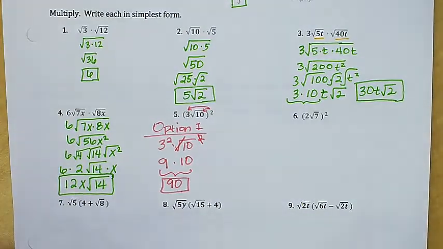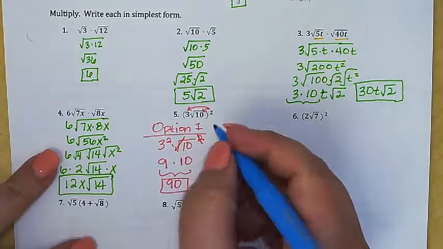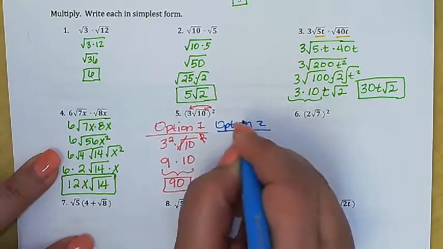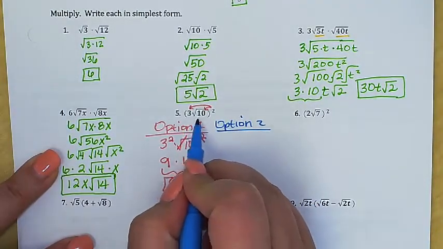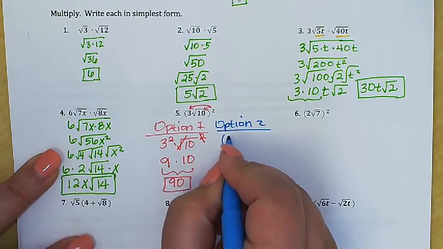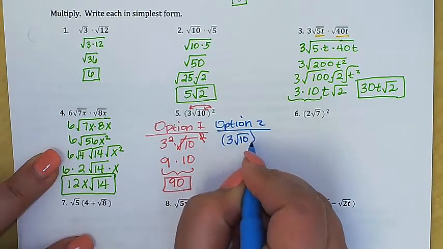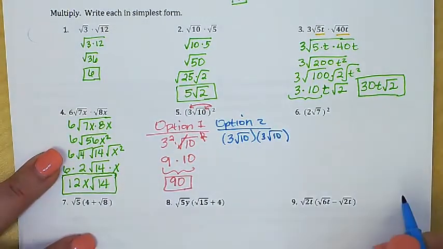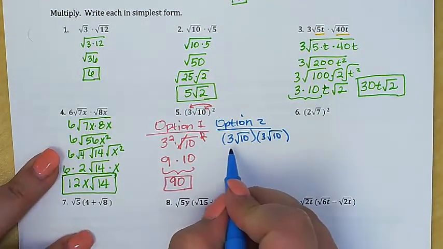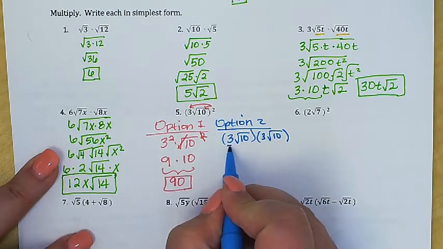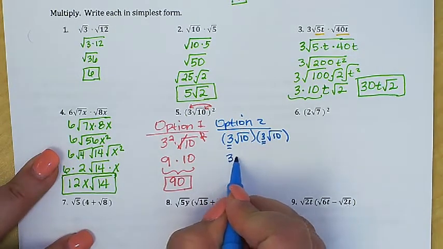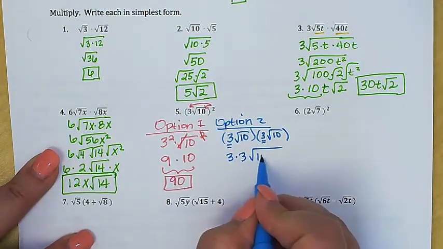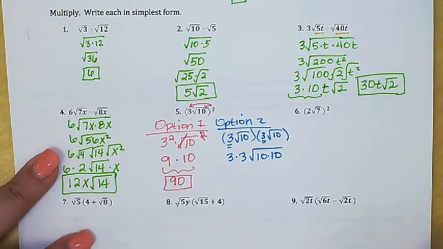Okay. Option number 2 is to just expand it, which is what's really happening. That might help you visually a little bit more. Basically, if we have 3 square root of 10 to the second power, that really means 3 square root of 10 times another 3 square root of 10. And then once again, you multiply the like things with each other. So if I've got outside with outside, those can be multiplied together. And then interior with interior, those can be multiplied together.